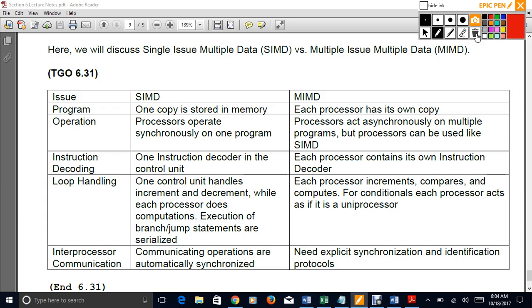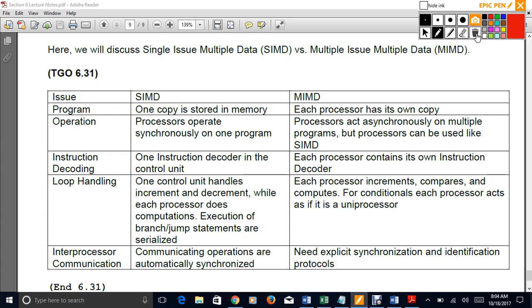So with loop handling, one control unit handles incrementing and decrementing throughout the loop, while each processor does computations and the execution of branch judgments. Branch jumps are serialized. So in multiple issue multiple data, that's different. We kind of talked about what we're doing with branch prediction, where each processor increments, compares, and computes. For conditionals, each processor acts as if it is a uniprocessor.